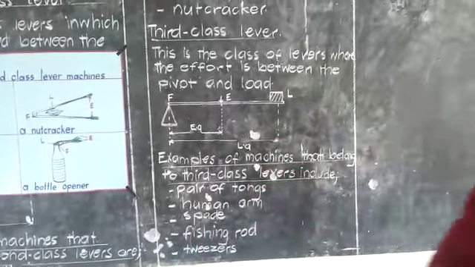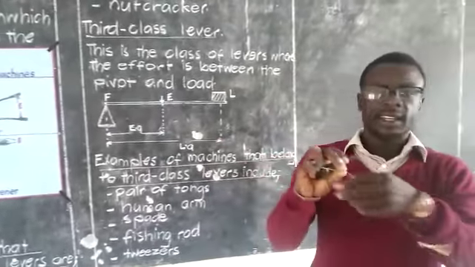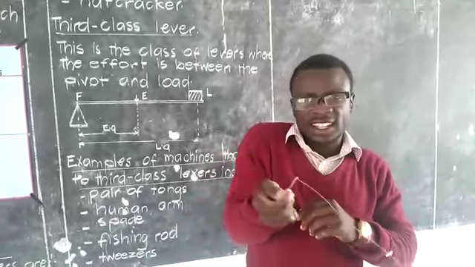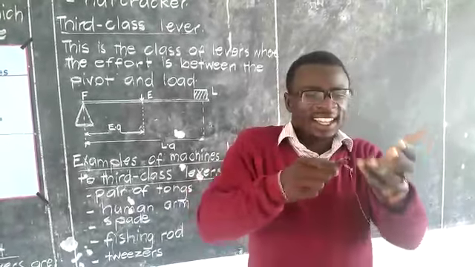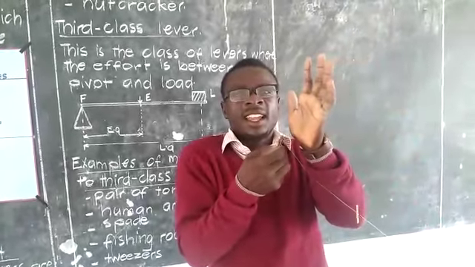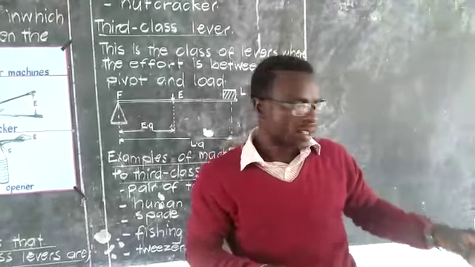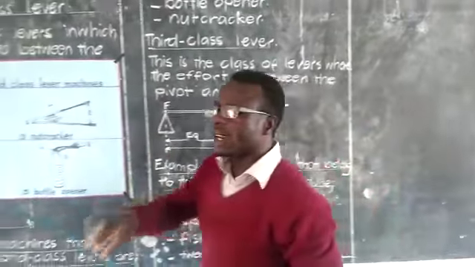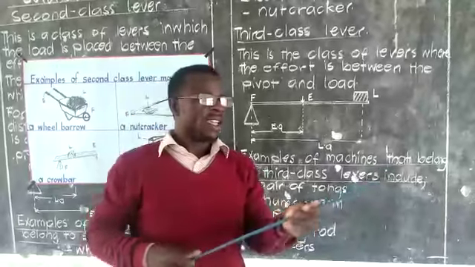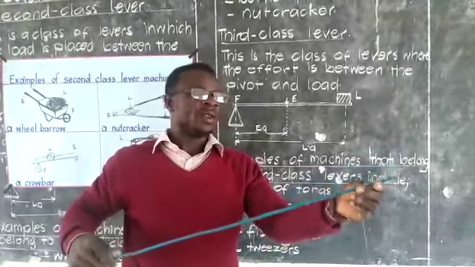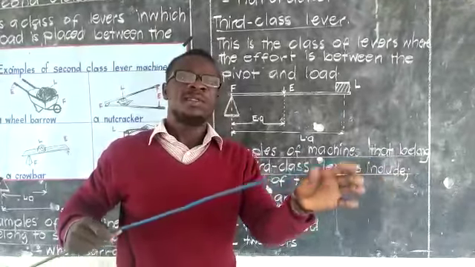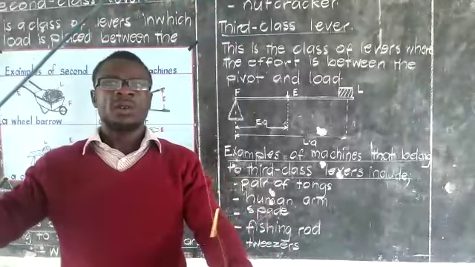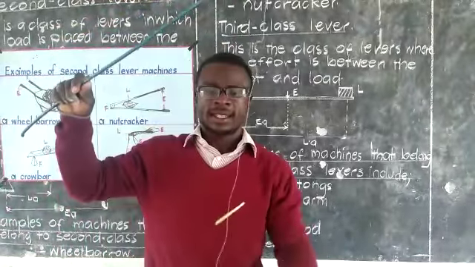For example, they have certain objects that they hold here and use for stitching a wound or a broken part of the skin or of the body. Another example of third class levers that we have is a fishing rod. Those of you who live along river banks or the lake shores, I'm sure you know what a fishing rod is.